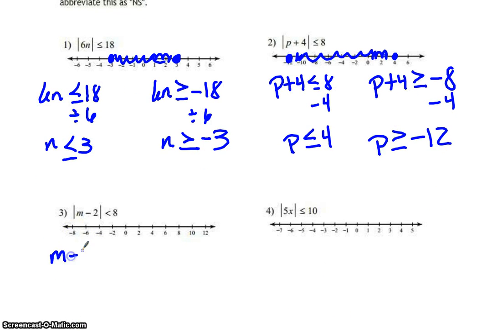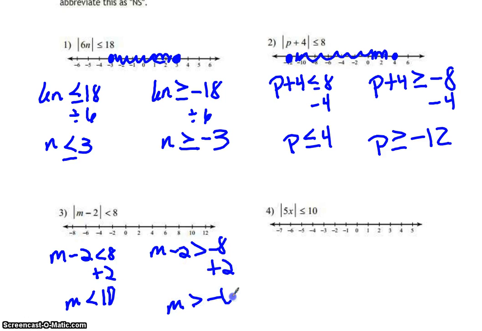Number 3 is going to be m minus 2 is less than 8, and m minus 2 is greater than negative 8. Add your 2, and m is less than 10. Add your 2, m is greater than negative 6. So you put an open circle at 10 and an open circle at negative 6. At 10, you're shading left. At negative 6, you're shading right. So once again, it's the middle.